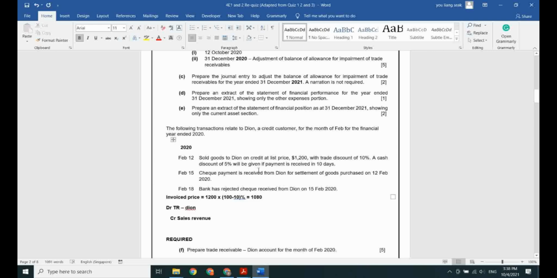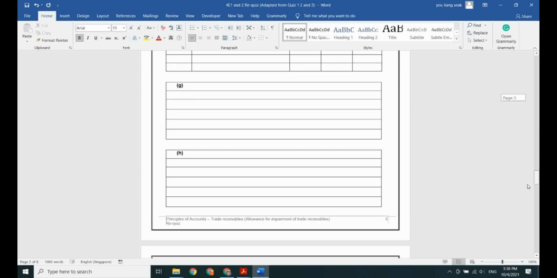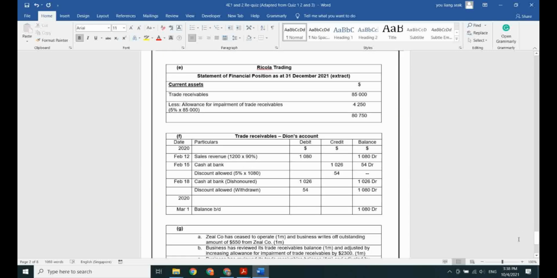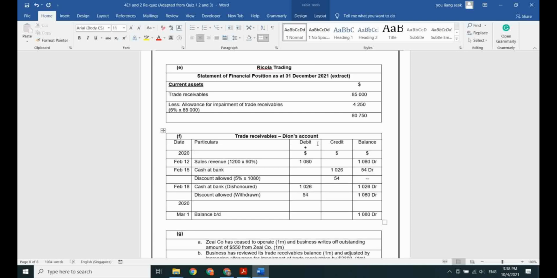In this case, no cost price is given in the question, so we only need the pair of journal entries related to the selling price. The selling price in this case, after trade discount, will be 1080. So over here on 12 February, debit to trade receivable Dion, credit sales revenue. And if we look at the answers, this is how it is. We just need to debit trade receivables 1080, and credit our sales revenue by 1080.